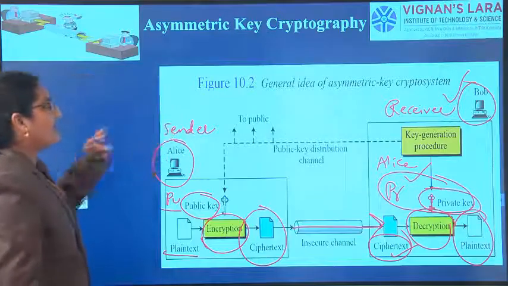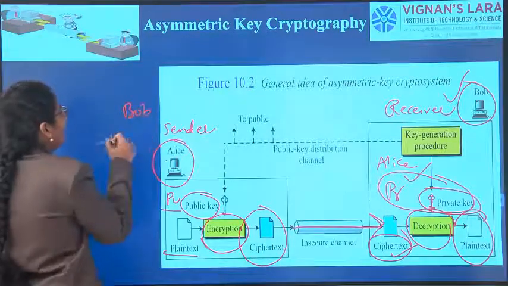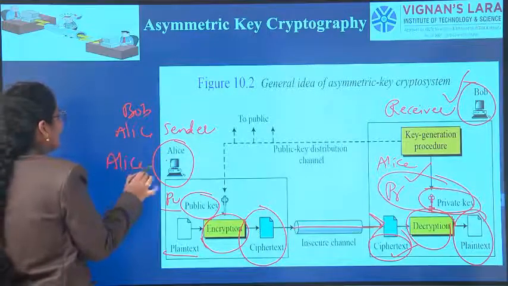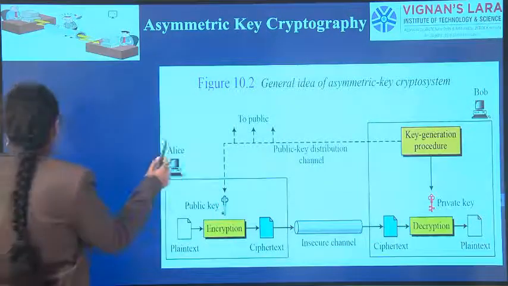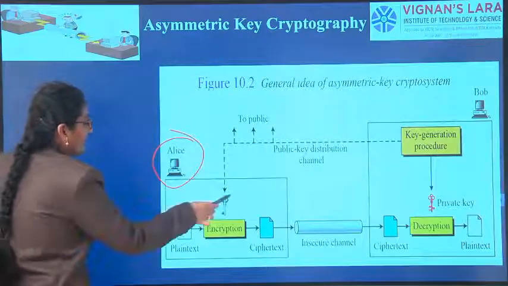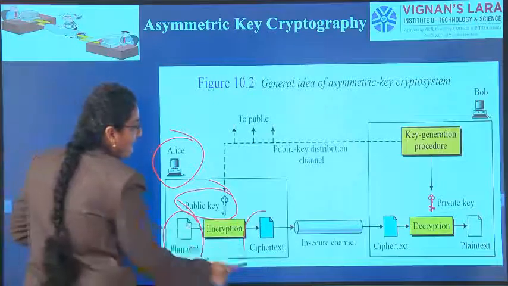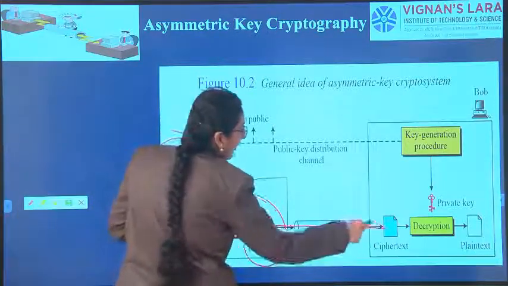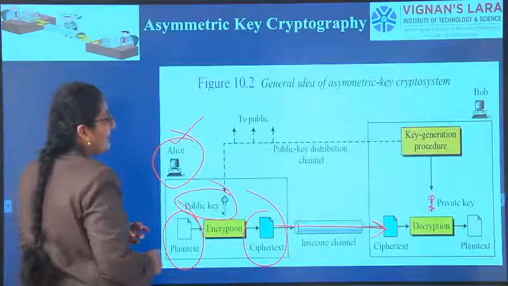In this example, you can clearly understand. In some examples, Bob will be the sender, Alice will be the receiver. In some examples, Alice will be the sender, Bob will be the receiver. So in this example, Alice is the sender. She has a public key. Using the public key, plain text is encrypted into cipher text. That cipher text is given to Bob in an insecure channel. Where did Alice get the public key and private key?